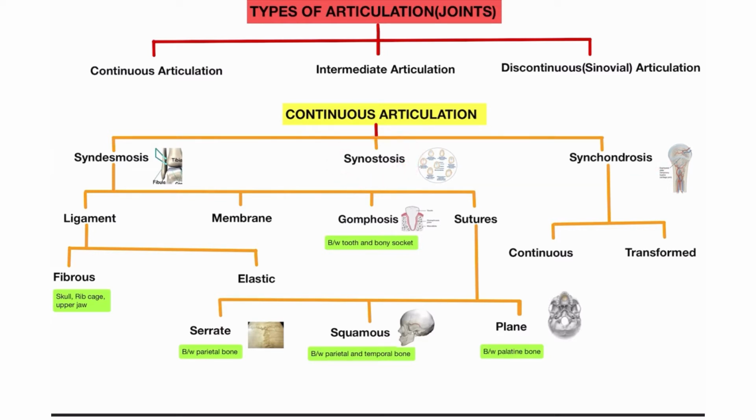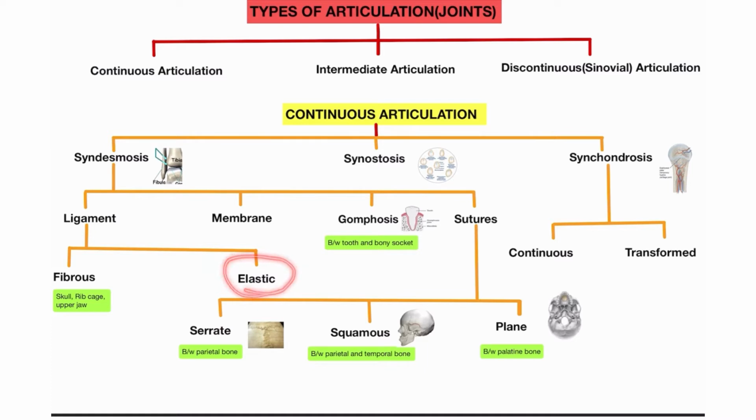Synostosis means the bones are fused, present in the bones. Chondrosis means cartilaginous type of joint, and syndesmosis may be ligamentous type, membranous type, gomphosis, and the sutures. Ligamentous, like there are two types of ligament: fibrous ligament and elastic ligament. There are many fibrous joints present in our body, like in the skull. Rib cage also, upper jaw also, these are fibrous type of joints.